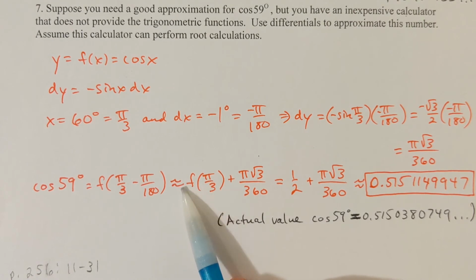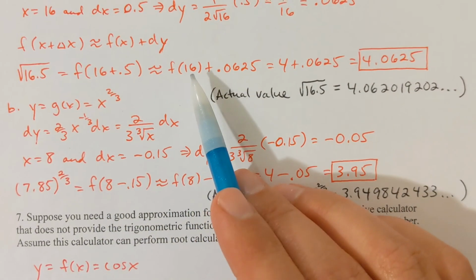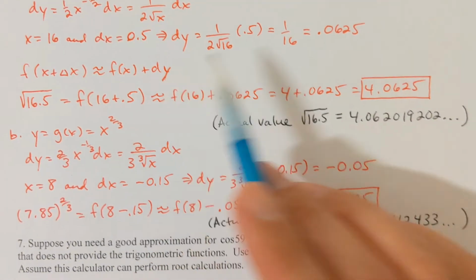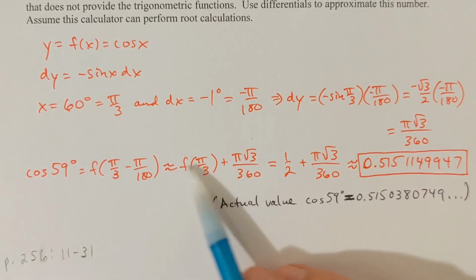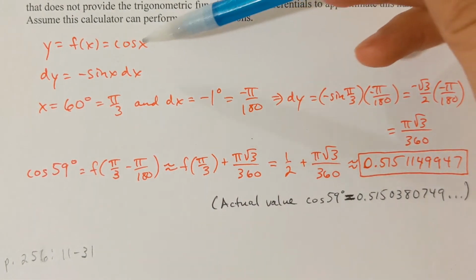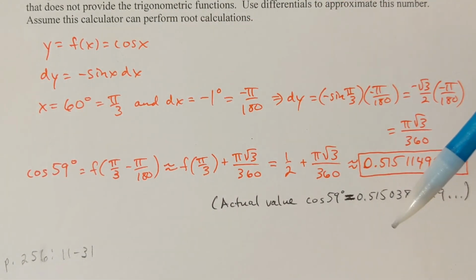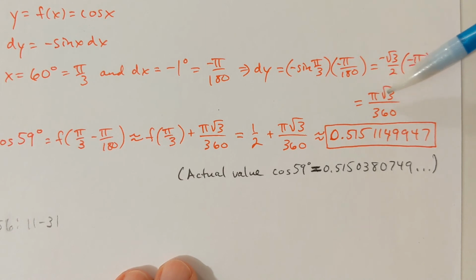Well, I'll be able to approximate that number. I'll make sure that you've got the approximation sign written and not an equal sign. I'll be able to approximate that number by taking f of x plus dy. Well, x is pi over 3. f of pi over 3, the cosine of pi over 3, that's 1/2. And then plus dy, dy is right here, pi root 3 over 360.